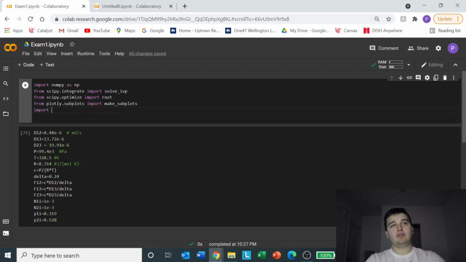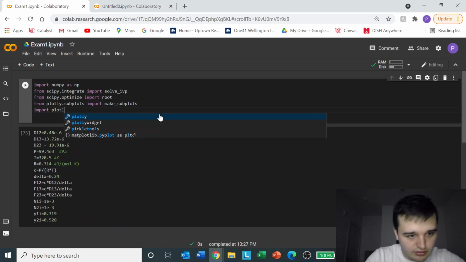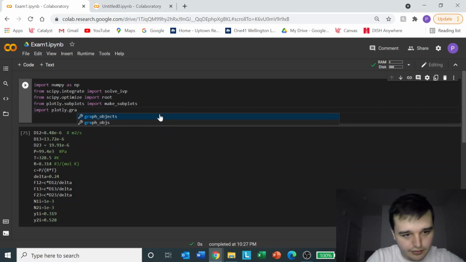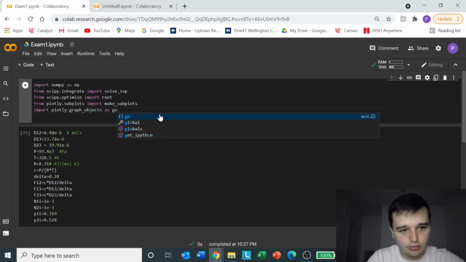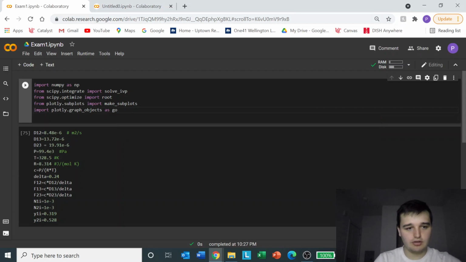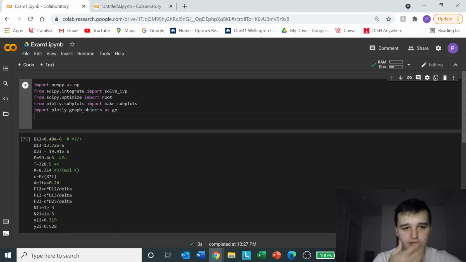And then we want to import plotly.graph_objects, and import that as go. Graph objects are things like scatter plots, which eventually we'll use. We want to use scatter plots to graph these data points, so we import the Plotly graph objects as go, which is shorthand to make it easier.